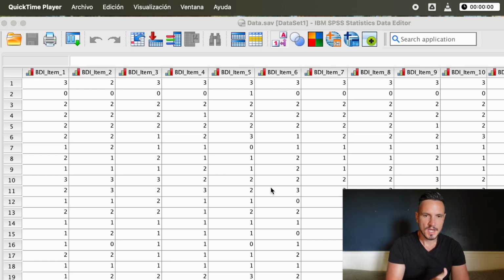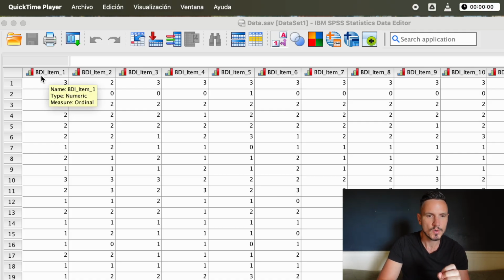Today we're going to take a look at how to do an internal reliability analysis on version 31 of SPSS. And to do this, we're going to calculate Cronbach's alpha, which is the most commonly used way of assessing internal reliability. So internal reliability refers to the idea that all of the items in a questionnaire usually are measuring the same thing. So for this example, we're going to take a look at the Beck depression inventory, so that's what BDI stands for here.